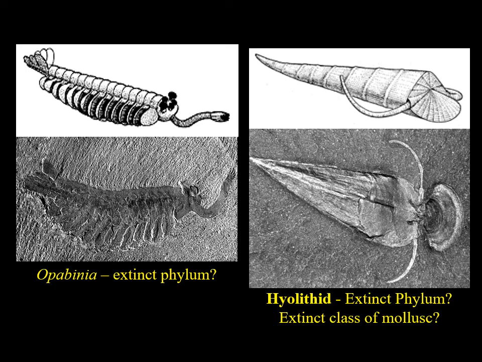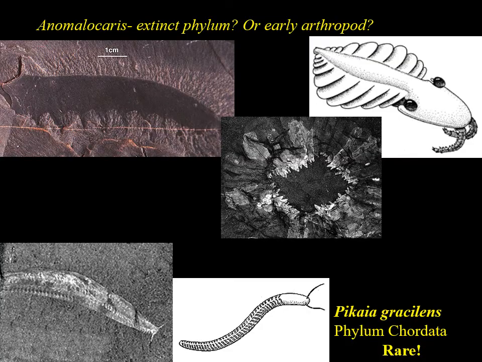Hyolithids, which we talked a little bit about at the beginning of this lecture. Now we have more of the full body of them, and they're still really weird. Maybe they're a type of mollusk, maybe an extinct class of mollusks. We don't know. Anomalocaris could be an extinct phylum or an early arthropod.